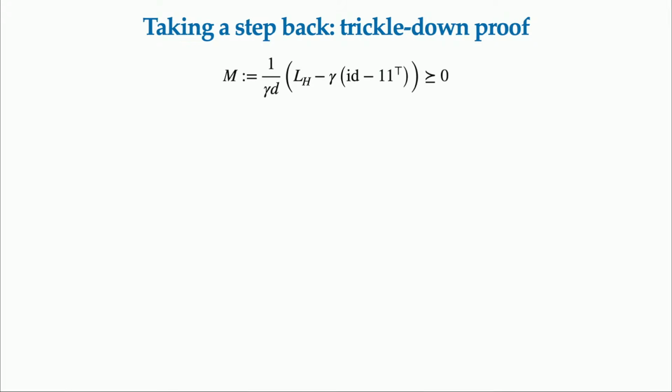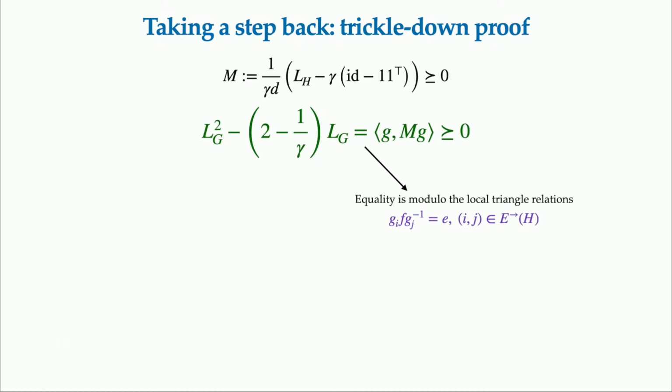Okay, so now I want to take a step back and put the trickle-down proof in a slightly broader framework. It turns out that if you take the sequence of inequalities that we had from the trickle-down proof, it is basically saying that if you look at this expression, the square of the Laplacian minus some positive number, this 2 minus 1 over gamma, times the Laplacian, the thing that we want to show is PSD in order to conclude expansion.